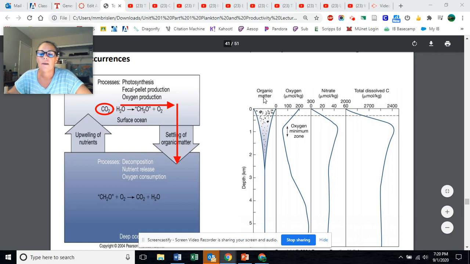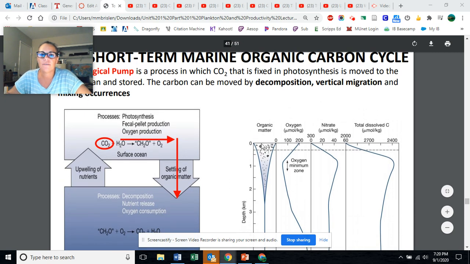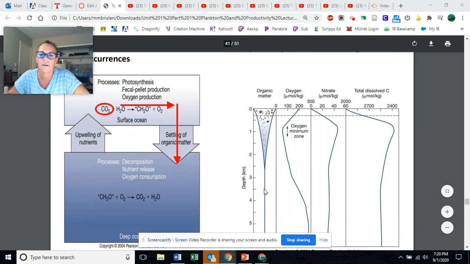of this. Let's look over here on the right side of slide 41 and just looking at depth here and organic matter. So this is living stuff, right? So we have a lot of productivity in the sunlit area, which is right about here. The photic zone, and you can see this is 1 kilometer. So it's pretty deep, right?